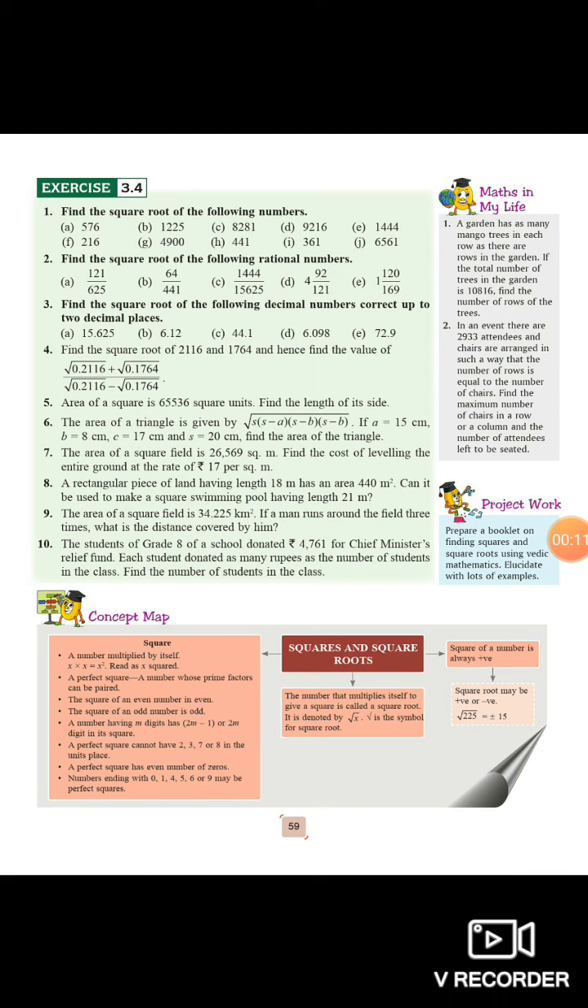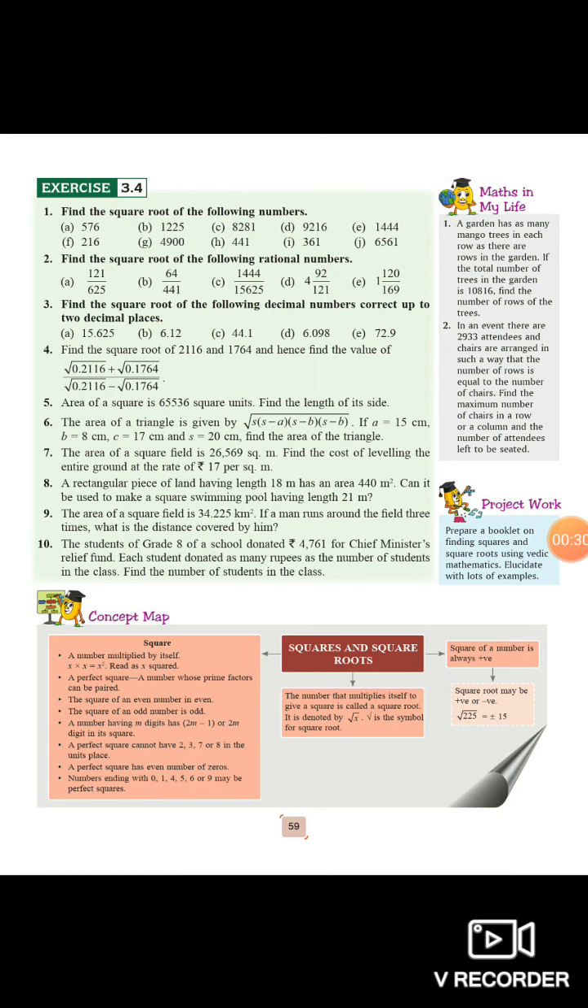Question number 6: the area of a triangle is given by the square root of s into (s minus a) into (s minus b) into (s minus c). Here, s minus c will come; there is a printing mistake. This formula will come in 9th class, where it is known as Heron's formula.